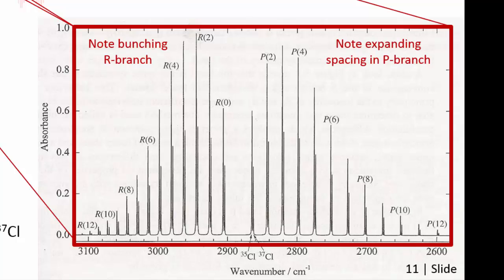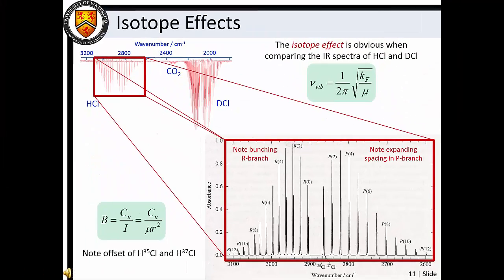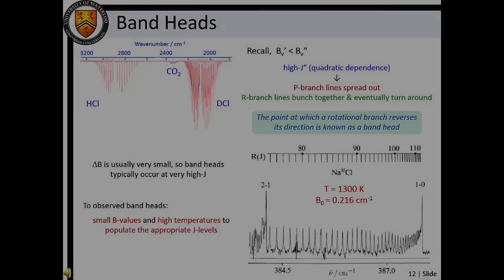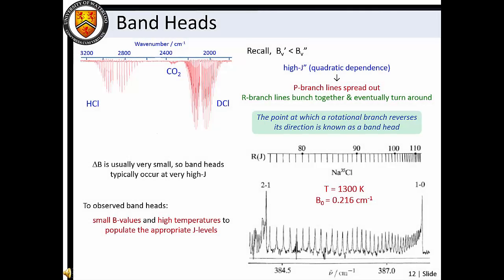This occurs because the excited V equals 1 level rotational constant is smaller than the V equals 0 rotational constant. This difference in excited and ground state rotational constants arises due to anharmonicity, which results in increasing average bond length as a function of vibrational quantum number. The small value of B' compared to B'' means that the excited state rotational energy level structure is more compressed than that of the ground state. Owing to the quadratic J dependence, eventually the J'' to J'' plus 1 energy gap overtakes the J' plus 1 to J' plus 2 gap, thus causing the R branch to reverse direction along the wave number axis.